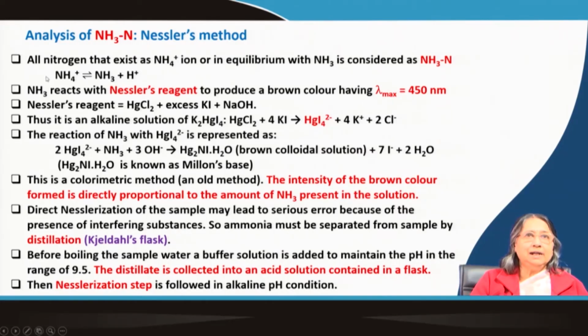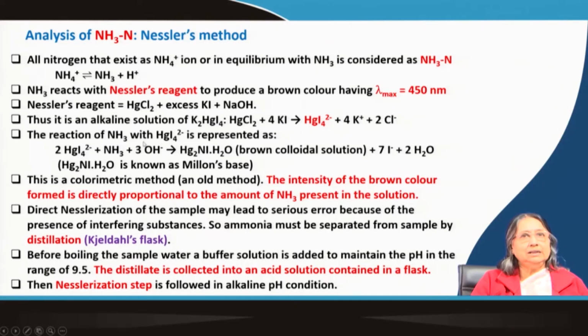Okay. So, ammonia reacts with the Nessler's reagent to form a brown color, which has the lambda max at 450 nanometers. Now, what is Nessler's reagent? Nessler's reagent is nothing but HgCl2, okay, and excess potassium iodide in presence of NaOH. So, basically it is an alkaline solution of K2HgI4, and this is the reaction of how it is formed. Okay. So, basically HgCl2 and KI in presence of alkali form this one.